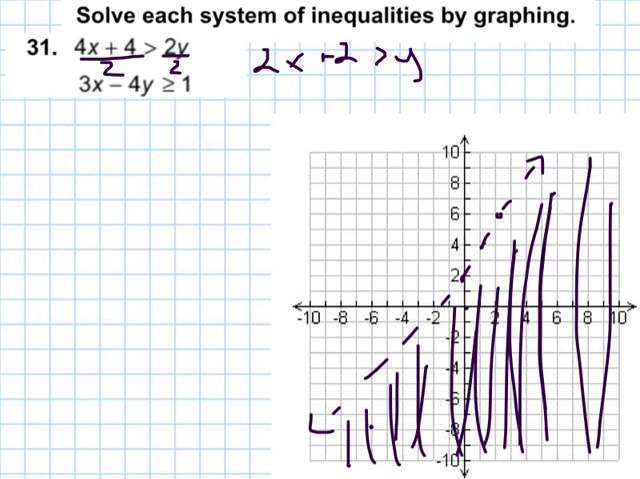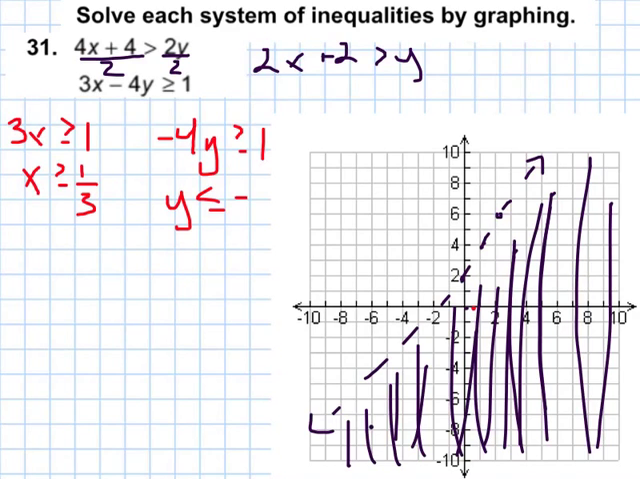Our next one, it's written in standard form, so we can find our intercepts. 3x is greater than or equal to 1. X is greater than or equal to 1/3, so we'll plot a point at 1/3. And for the y, negative 4y is greater than or equal to 1. So y is going to be less than or equal to negative 1/4. So at negative 1/4, we'll put a point. And it's going to be a solid line through these 2 points.